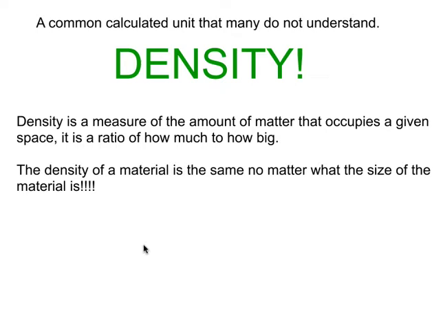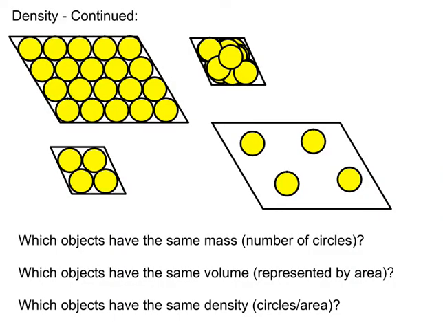If I have a small piece of aluminum versus a big piece of aluminum, as you get bigger, you also have more mass. So both your volume and your mass increase, and they increase proportionally. Here's a way to visualize density. If we're looking at which objects have the same mass, in terms of the same number of circles, these two objects have the same mass because they both have 4 circles. And these two objects have the same mass because they both have 20 circles.